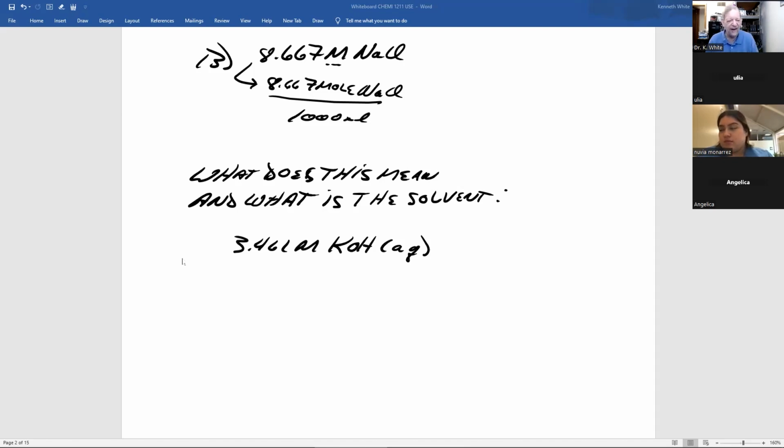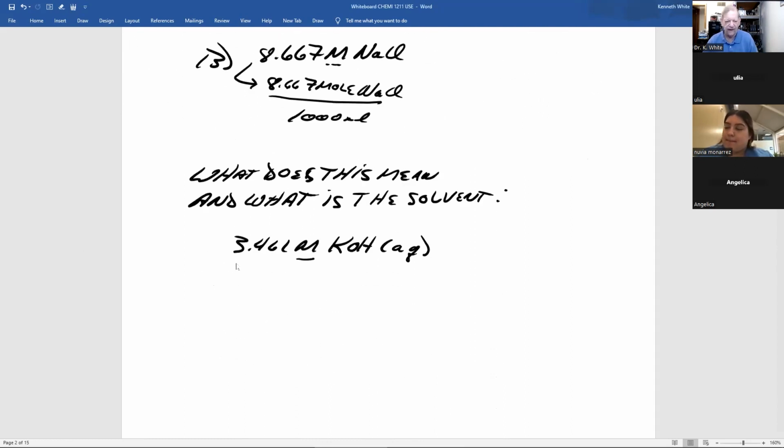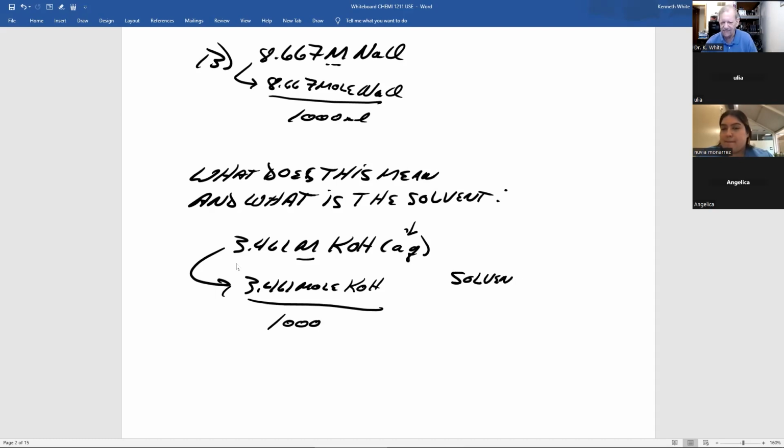All right, it's time to proceed. Capital M, molarity, moles of solute per 1,000 milliliters. And therefore, this is 3.461 moles of KOH, potassium hydroxide, per 1,000 milliliters. And the [AQ], aqua or aqueous, means the solvent is water.